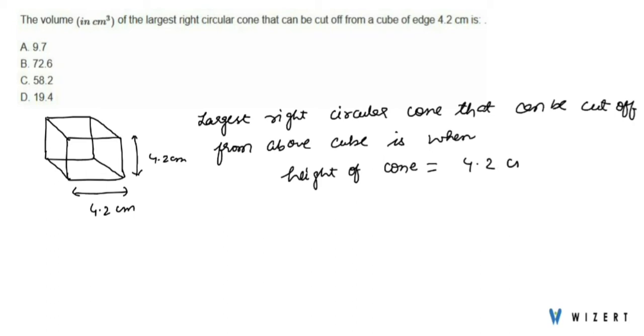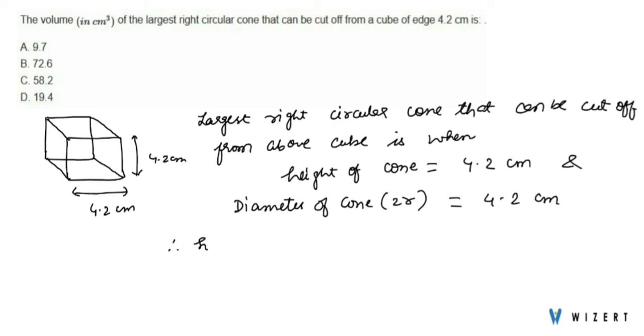which is equal to 4.2 centimeter. And also the diameter of the cone, that is 2r, must be equal to this edge of this cube, which is equal to 4.2 centimeter. If this occurs, then only the largest right circular cone can be cut off from this cube. Therefore from here we can get the height. Let's say height of the cone we have assumed h. So height will be 4.2 centimeter and radius will be 4.2 divided by 2, which is 2.1 centimeter.